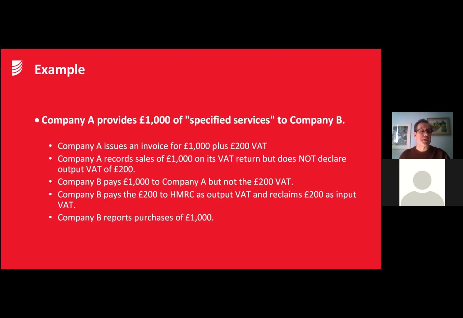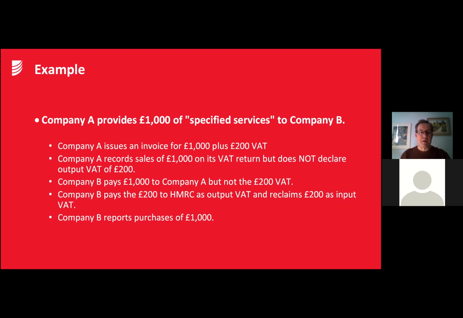Company A then records sales of £1,000 on its VAT return, but does not declare £200 as output VAT. Instead, Company B pays £1,000 to Company A, but does not pay the £200 of VAT. Company B declares the £200 to HMRC as output VAT in box 1, and as mentioned before, reclaims the VAT in box 4, subject to the normal rules on its next return. Company B then reports purchases of £1,000 only.